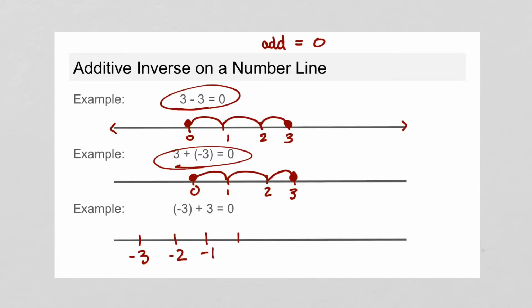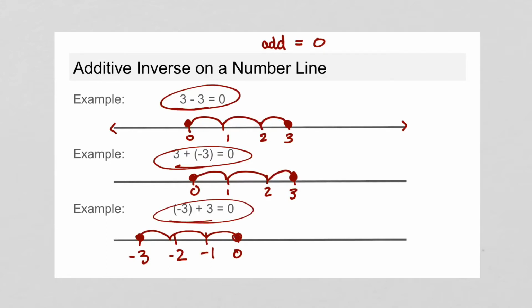Well, is it any different if we start at negative 3 and go to 0? Let's look. Here we've got a positive number and the negative number, and we saw that those were additive inverse because they ended up at 0. Well, it's the same thing. If we start at negative 3 and we go in the positive direction, 3, we get to 0.